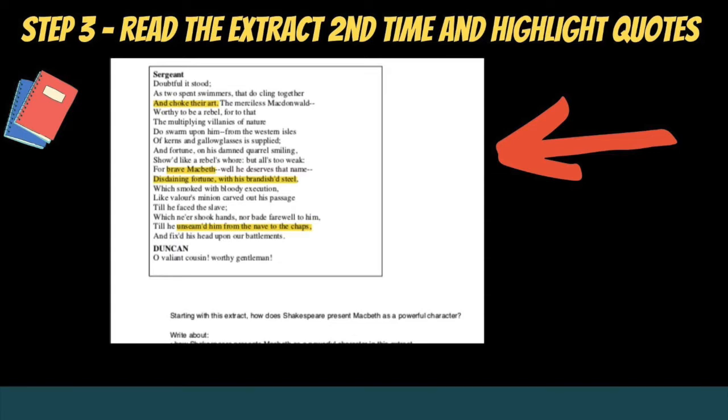Then number 3, you need to read the extract a second time. Even if you could read it 3 times, I would say 3, but under exam conditions you don't always have that luxury when it comes to time. So I would say read the extract a second time. The first time was to read for understanding. This time you are reading and highlighting the key quotes. Quotes are the evidence that you're going to use for your answer.